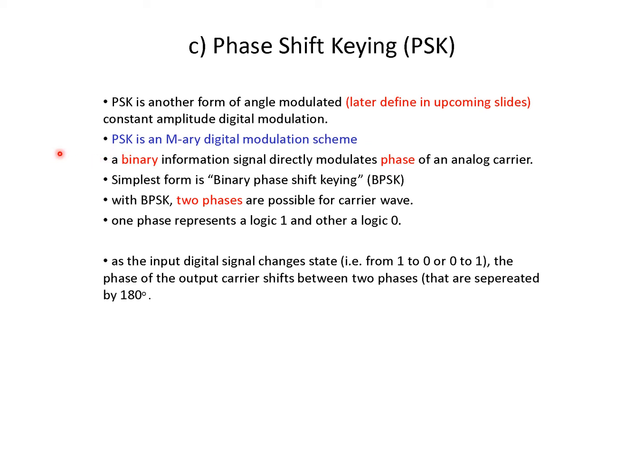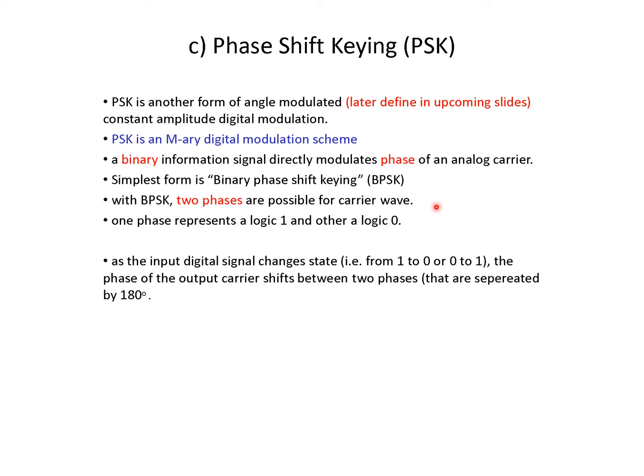So phase shift keying has many levels, which are usually called M-ary digital modulation schemes. The basic one is BPSK or binary phase shift keying, in which we use two phases. Phase change is between two levels. There can be more levels of phase changes, which are called M-ary schemes. There can be 4 levels of phase change, 8 levels of phase change, like that.